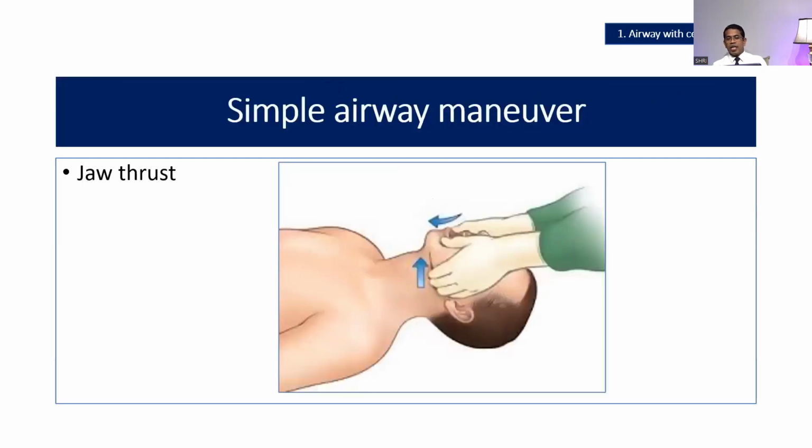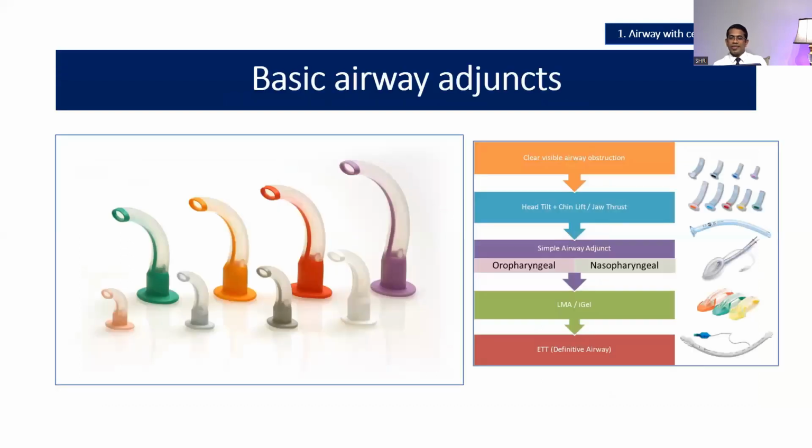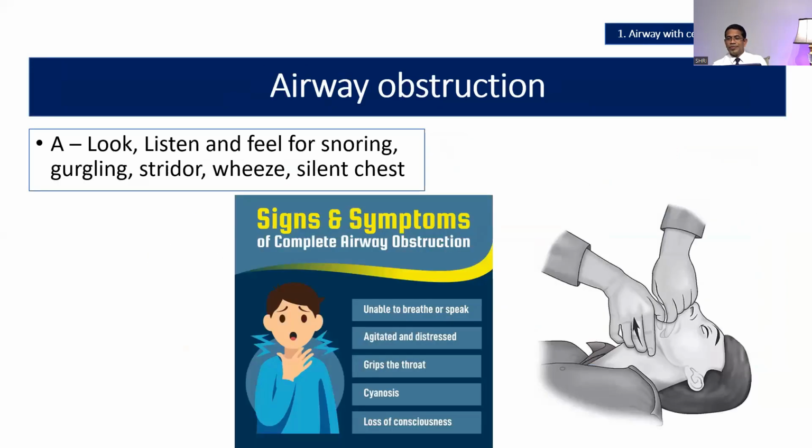This is a simple maneuver for how you do the jaw thrust, but I'm sure you all definitely know how to do a jaw thrust. These are basic airway adjuncts, oropharyngeal airways, and on the right-hand side you see some nasopharyngeal airways and other airway devices you can use to protect the patient's airway or to make the patient's airway patent.